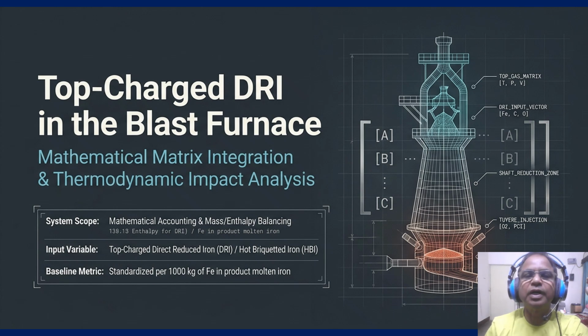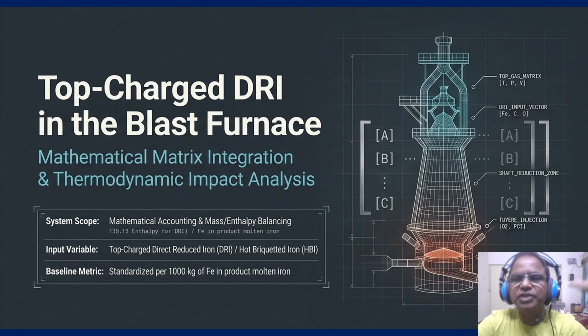As we push for higher productivity and lower carbon footprint, integration with direct reduced iron, or DRI, into our blast furnaces is no longer a luxury. It's a process necessity. Today we are moving beyond the what and into the how of mathematical matrix integration.